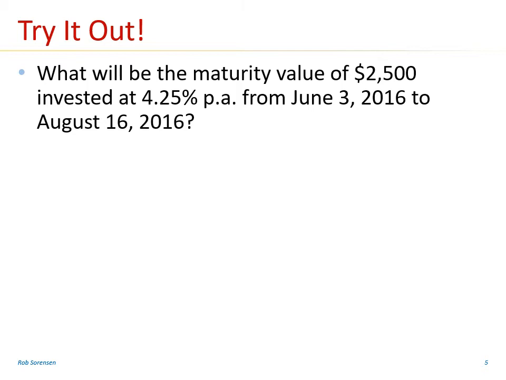All right, let's have a look. In this case, I'm starting with $2,500 in principal. It's going to be invested at a rate of 0.0425, and the time on this one, 74 days. So there's 74 days between June 3rd and August the 16th. I'm looking for the maturity value. I'll write that down as well. And that kind of leads me into a formula. I do have a formula for S that involves P, R, and T, which are the three things I know. So let's go ahead and plug those numbers in there.